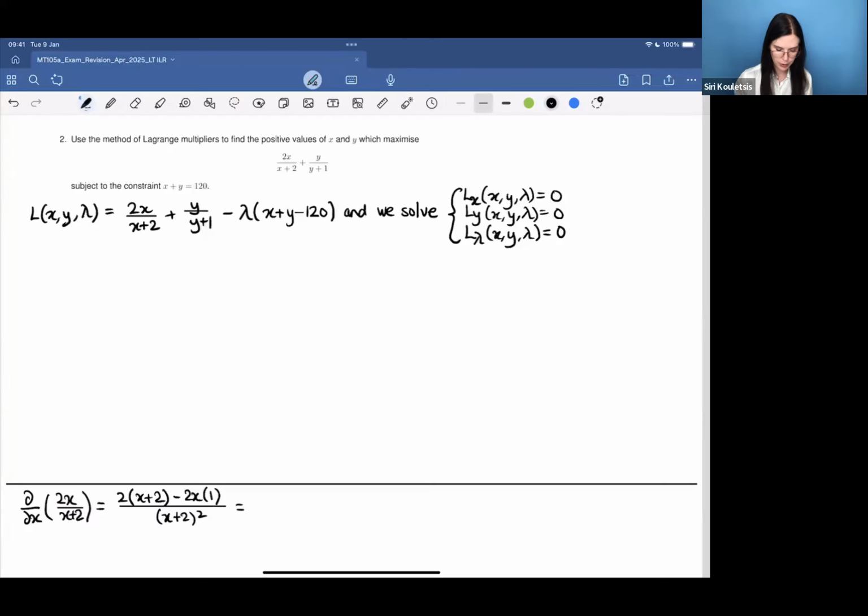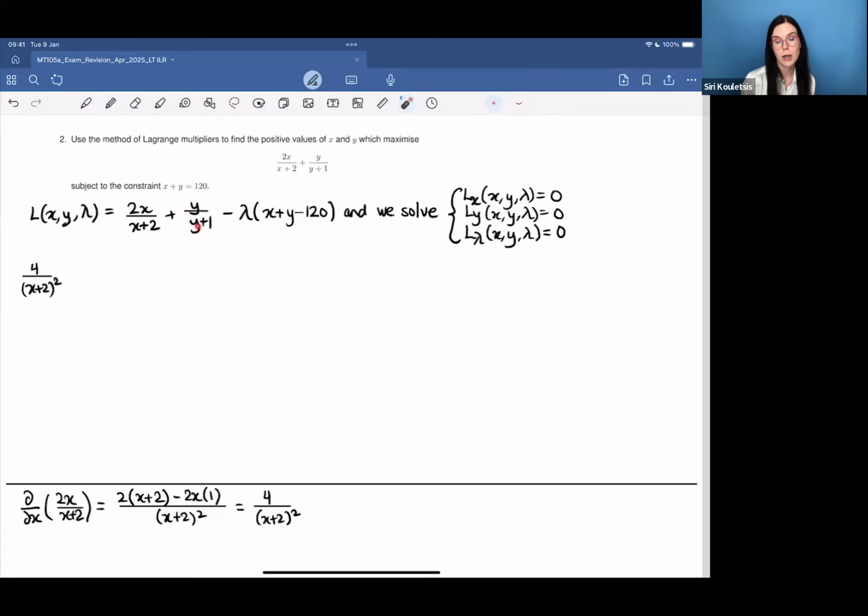And you see now in the numerator, we have 2x plus 4 minus 2x. So the 2x terms there vanish, and we are left with 4 over x plus 2 all squared. So now I'm going to write that up here. Okay, and then I need to continue with this expression, differentiating partially with respect to x.